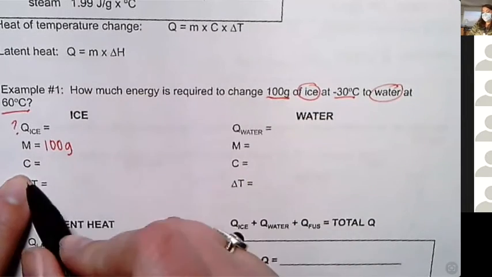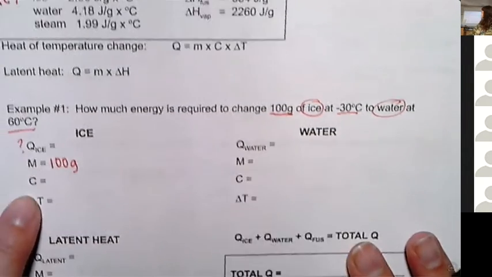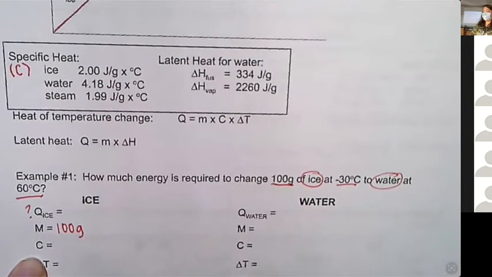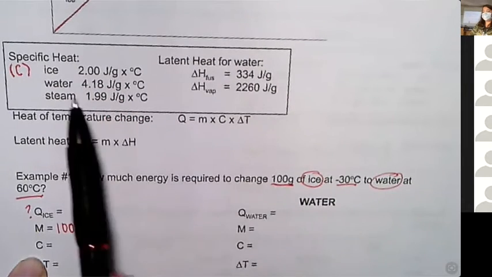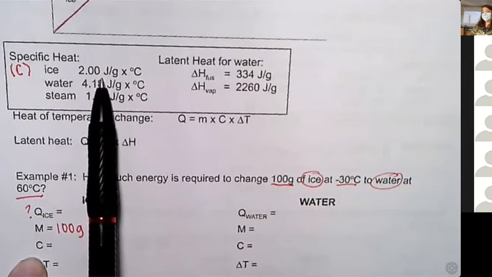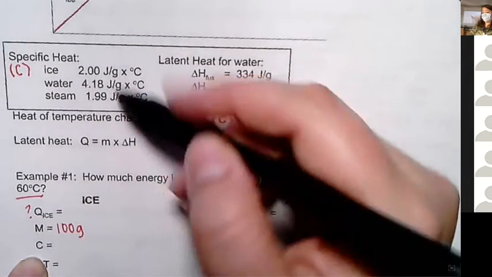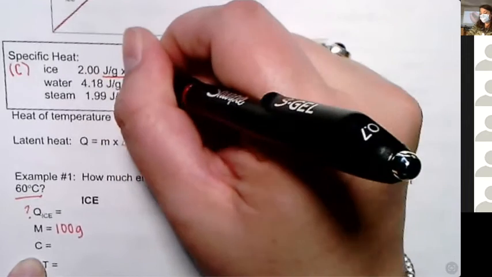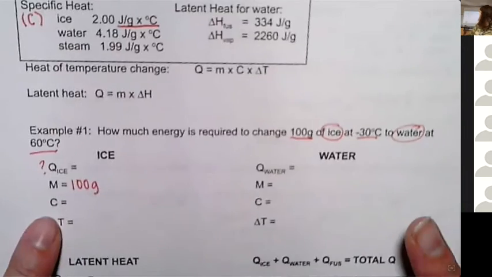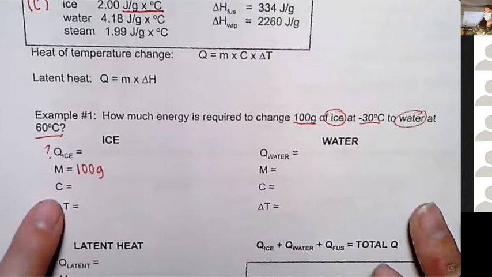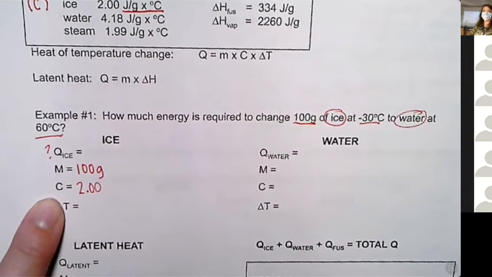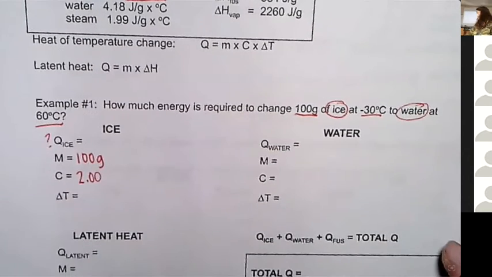Now, the C value. Remember that I said that we could find that C value up here. We just got to pick the right one. Luckily it tells us that we're working with ice. So here's ice, and here is the specific heat. I am not going to bother writing all of the units, that's too much, honestly. So for ice, up in our chart, it is 2.00. So that's what I'm going to write there.